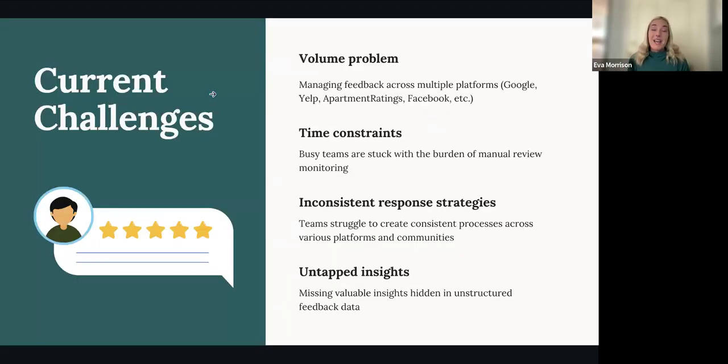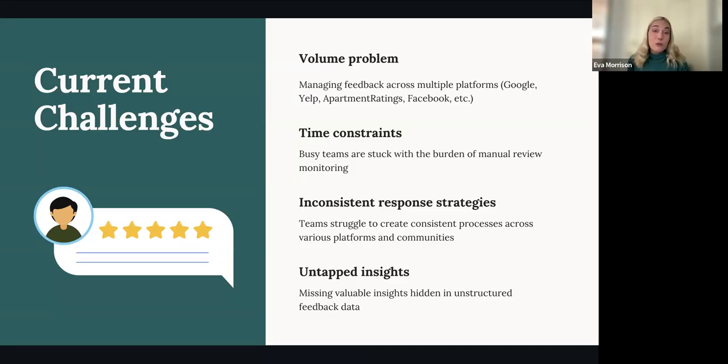But there are some challenges in figuring out how we're going to manage this online reputation, especially when it's scattered across so many places. There's a volume problem. We're looking at these reviews across so many different platforms: Google, Yelp, ApartmentRatings, Facebook. Just having your team be able to monitor all these different places and respond to these reviews is a huge challenge. And there are time constraints here.